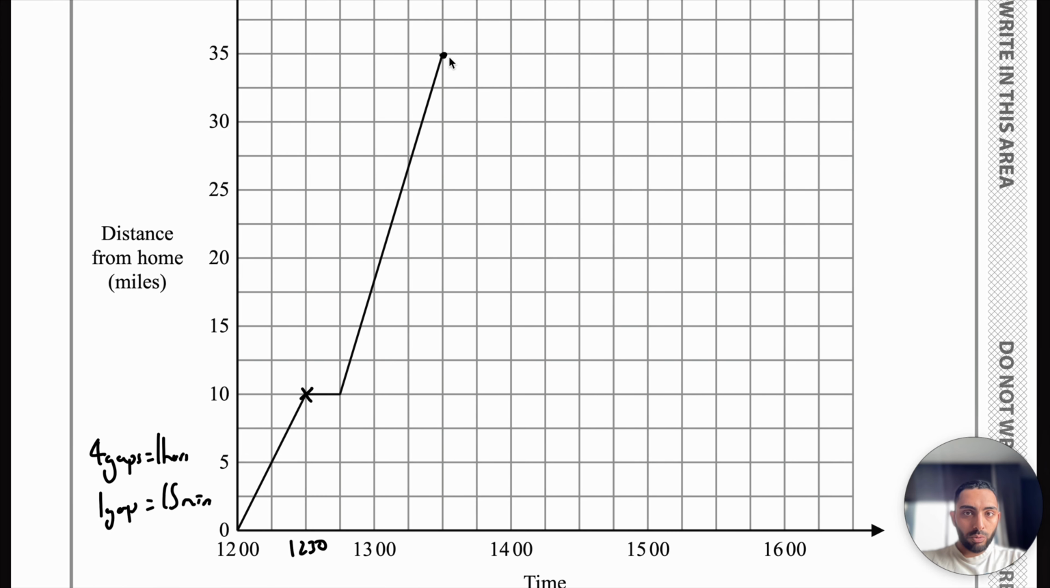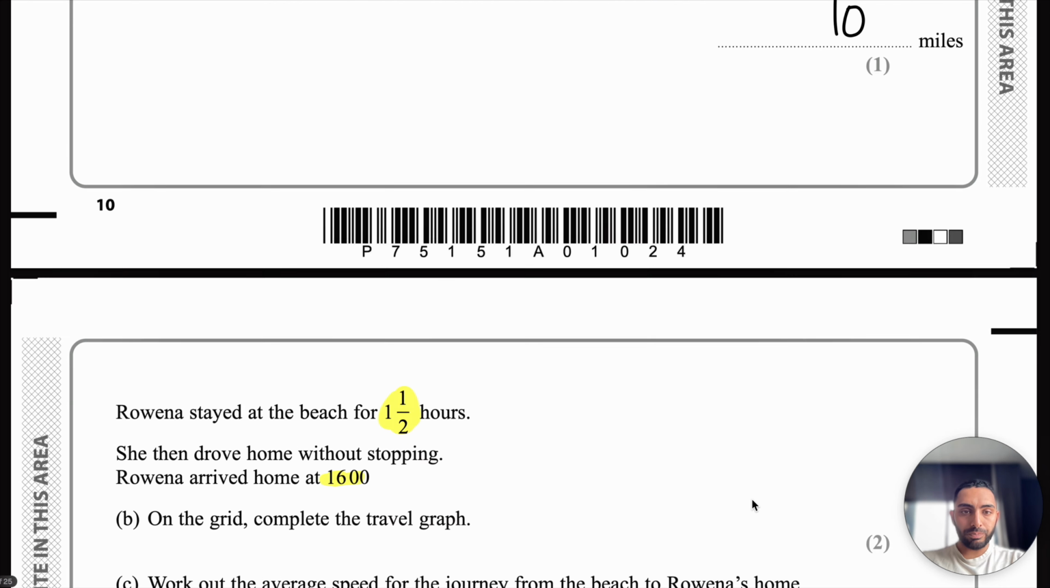So if we look at where we're currently at, if I go down, this is where we're at. This is 1 o'clock, this is 1:15, and that's 1:30. We're staying on the beach for 1 hour and 30 minutes. So if I stay for 1 hour, that's going across by 4. Then 2 more, and then she returns home. And she returns home at 4 o'clock. So we just draw a line going from where she left the beach to 4 o'clock.